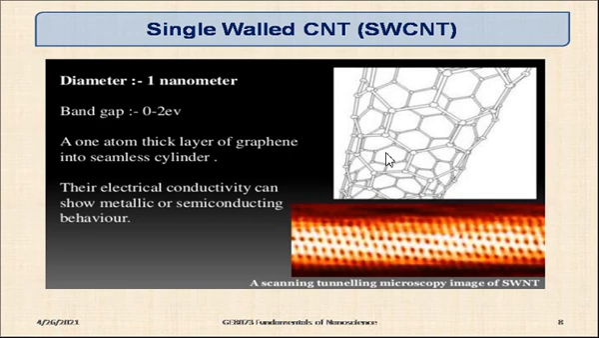The thickness of the single-wall CNT is 1 atom thick layer of graphene rolled into a seamless cylinder. Their electrical conductivity can show metallic or semiconducting behavior. The bottom picture shows the scanning tunneling microscopy view of single-wall CNT.